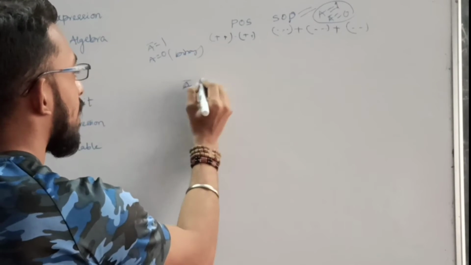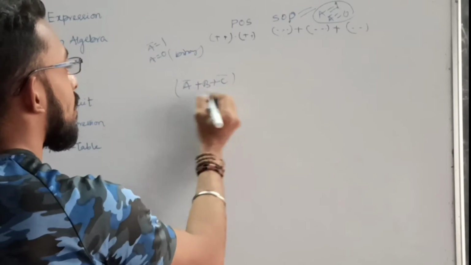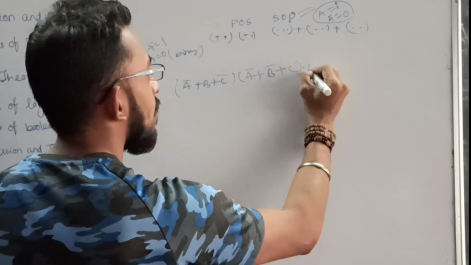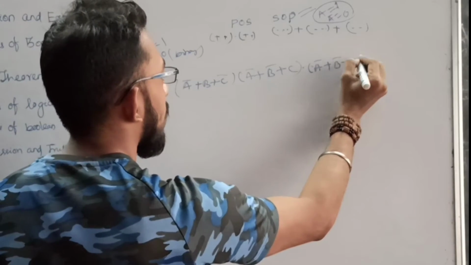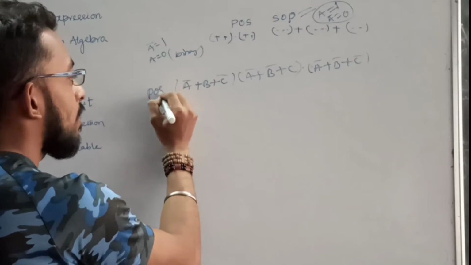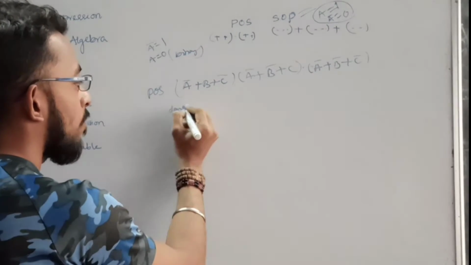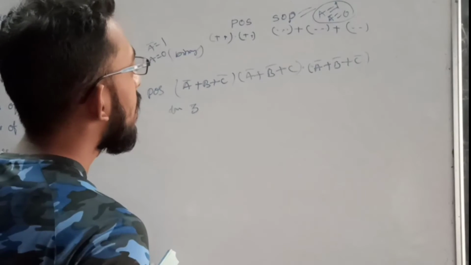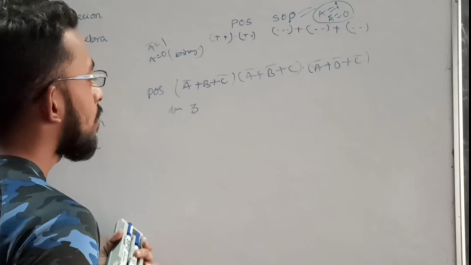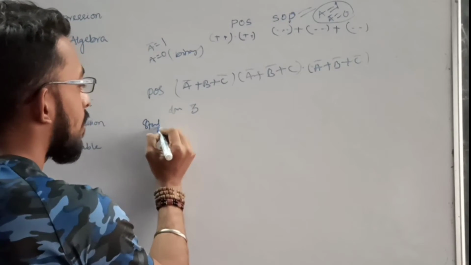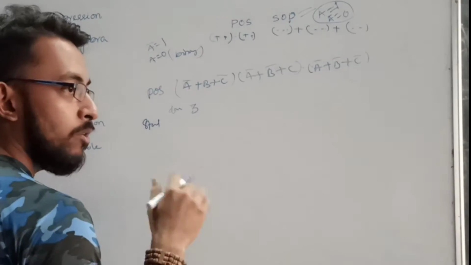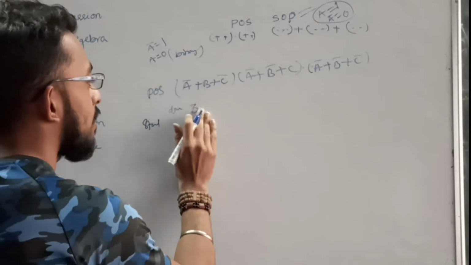Suppose I have an expression: A bar plus B plus C bar, A bar plus B bar plus C, A bar plus B bar plus C bar. It means this is the POS given to me. How many domains are there? Domain is nothing but 3. So I have to write this domain into my binary form. It means it is in standard form because each variable is present in each term. So it is standard. No need to convert it again into standard form. It is already in standard form.